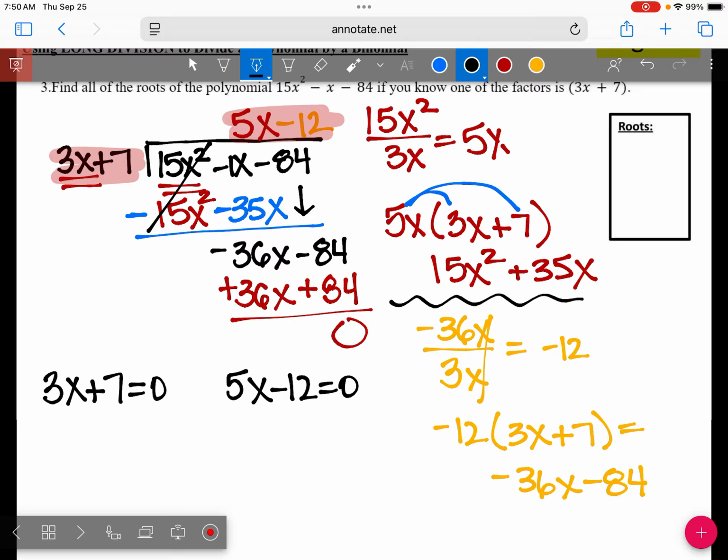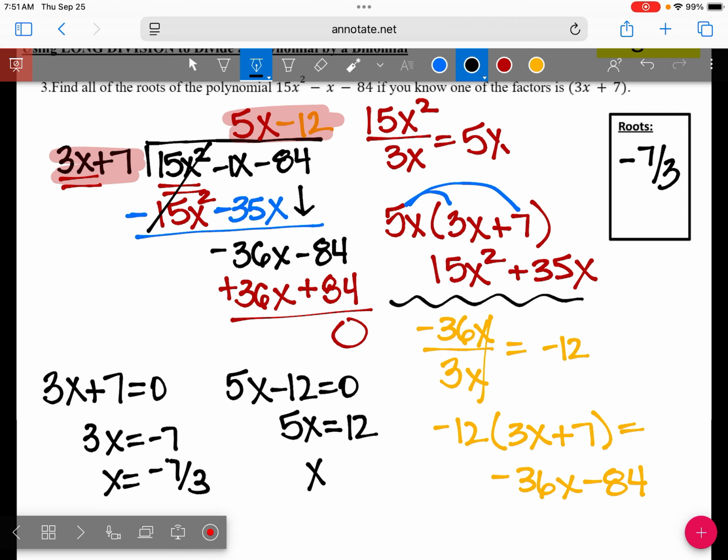So for the first one, I'm going to subtract the 7. Divide by 3. So I'm just going to write that as negative 7 over 3. That's my first answer. For my second factor, I'm going to add the 12. Divide by 5. So positive 12 over 5 is my second answer.